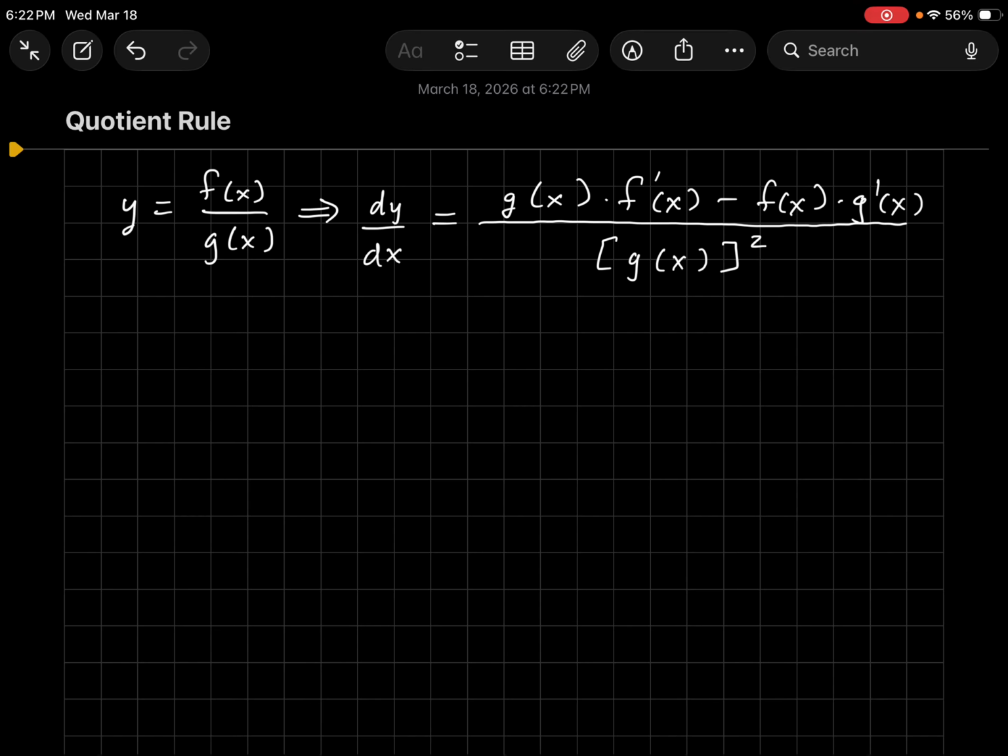I will not do the proof of this. It gets a little bit messy, and you can find a proof in just about any calculus textbook in case you need one.